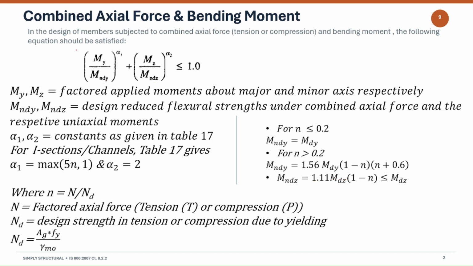Now one doubt that you might be having in this combined axial force and bending moment equation is why only moments are involved in this equation. If you see, the axial force in this equation is introduced using this value of n. This n is used in alpha 1 and alpha 2, which are present over here. So the introduction of the axial force is done through this n value.